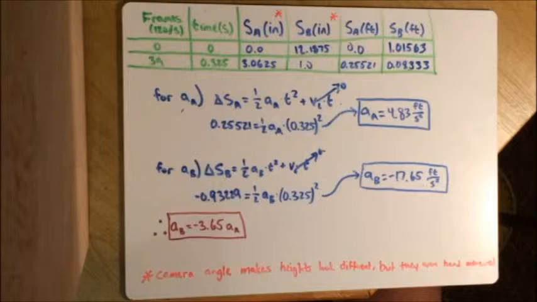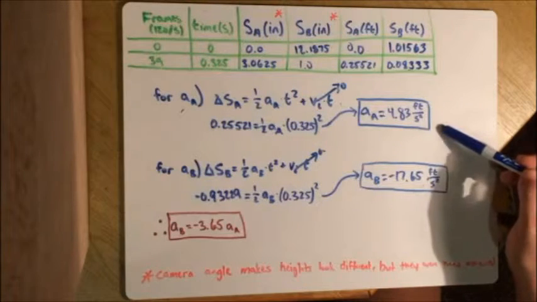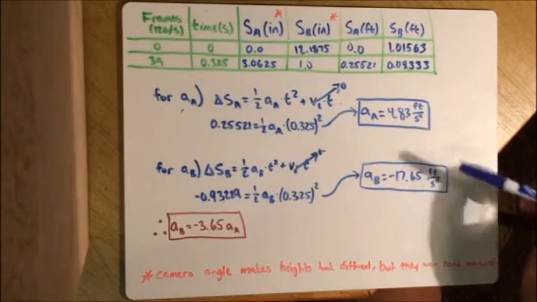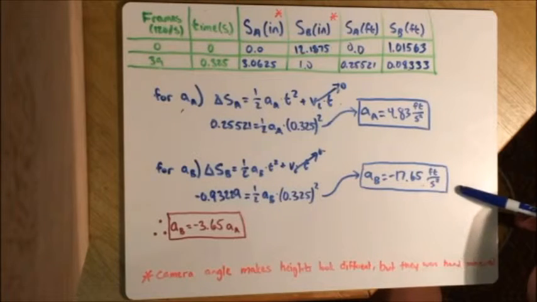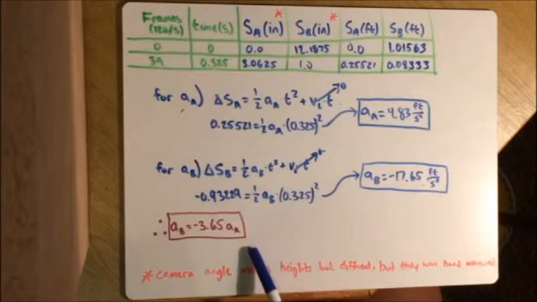We used the clip of the multi-pulley system to calculate the time it took for each weight to travel the measured distance. Then, we used one of the constant acceleration formulas to determine the measured value for acceleration for each weight. As you can see, acceleration for A equals 4.83 feet per second squared, and acceleration for B equals -17.65 feet per second squared. Therefore, the acceleration of B equals -3.65 times the acceleration of A.